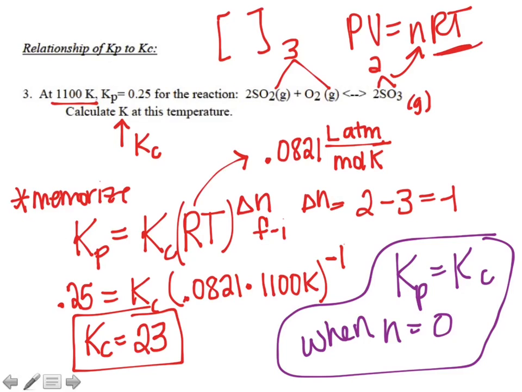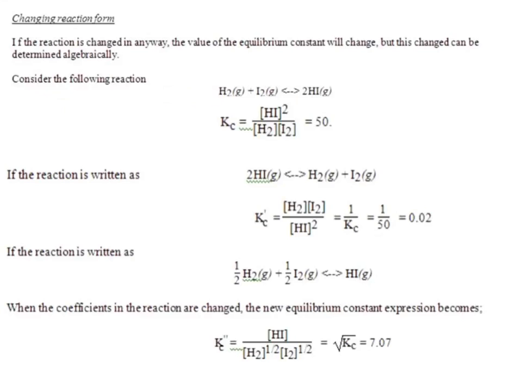N is the change in moles of gas, final minus initial. Everybody good with Kp equals Kc(RT)^delta N? Okay, so then let's do some manipulations and then we are done. So we can manipulate K when we manipulate the equation. So let's look at this very first equation right here.